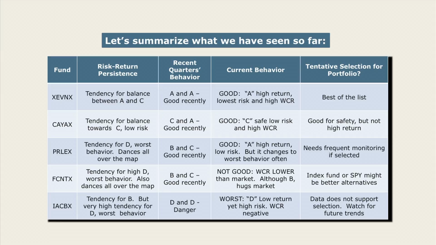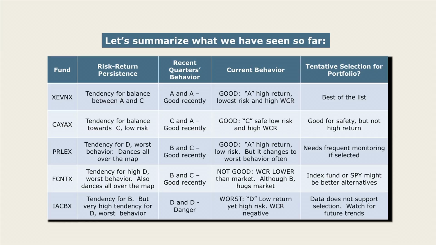CAYAX has a tendency for balance towards C, low risk. Its recent quarters' behavior has been C and A, good recently. Its current behavior is good: C, safe, low risk, and high WCR. It is good for safety, but not high return.